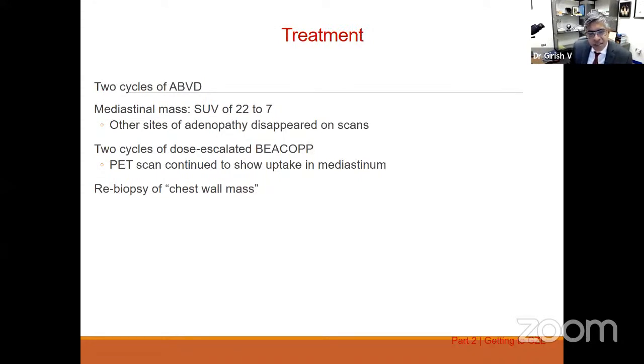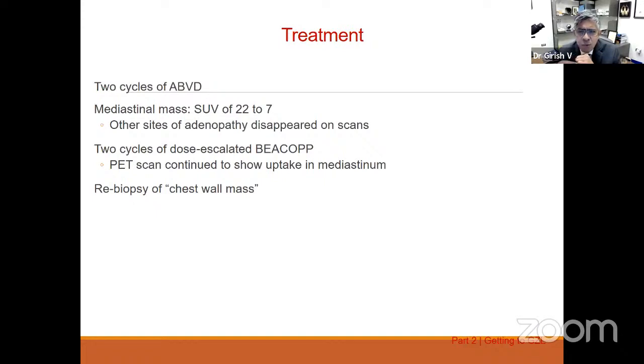So many trials in Hodgkin, they'll do a PET after 2 or a PET after 3 cycles, and they'll evaluate the response, and they might change therapy. So that's why all trials are like that. So sure enough, they did a PET after 2, and there was a mediastinal mass. The SUV went from 22 to 7. SUVs of less than 10 is okay, but 22 is really high. So they saw persistent disease there.